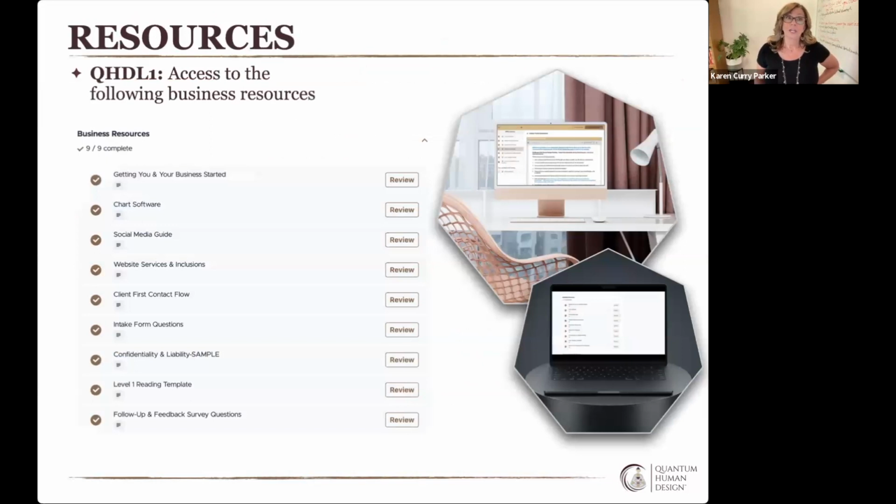We have included with our training a huge list of resources that you get. So this is just a screenshot from our student resource center. So you get information about how to get your business started, information about chart software, information about which software you maybe want to use as part of your business. We have a social media guide, a website services and inclusions. We have a client first contact flow, intake forms, a level 1 reading template, follow-up survey questions, confidentiality and liability samples. We have all kinds of resources for you. So you don't really have to figure things out once you get your training done. You can instantly click into these resources and realize that a lot of the work has already been done for you. You really just have to figure out when you're going to do your first reading.